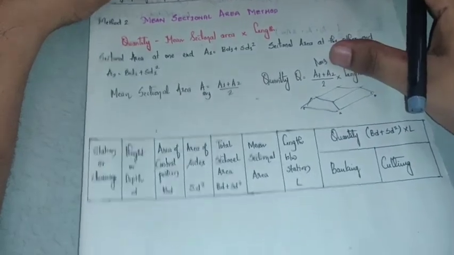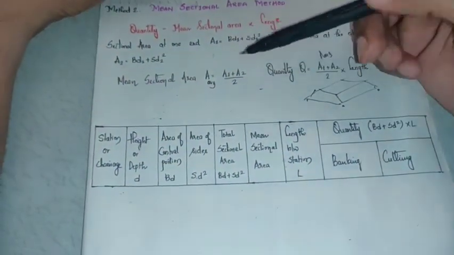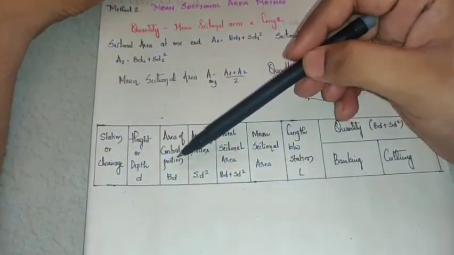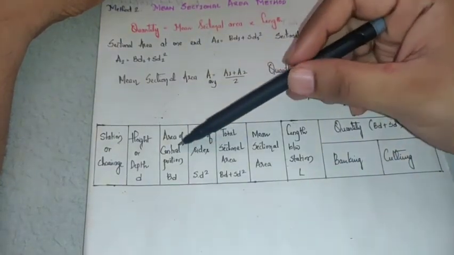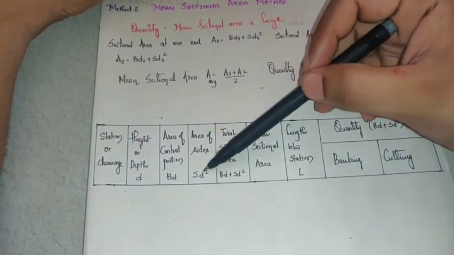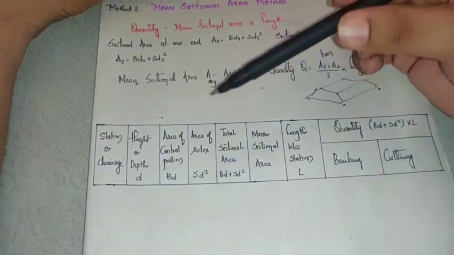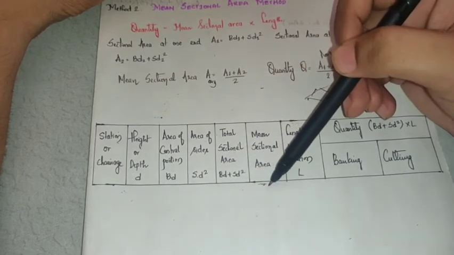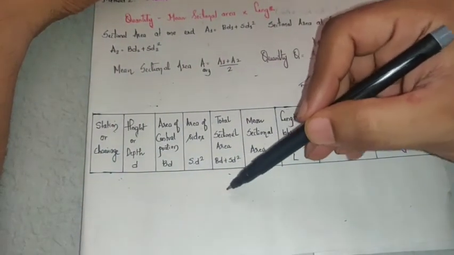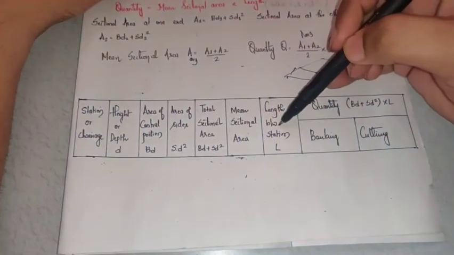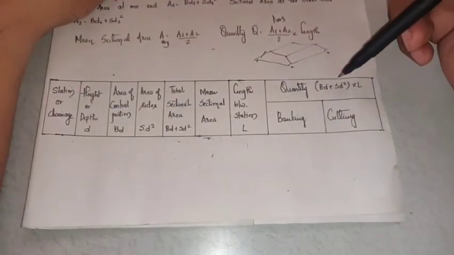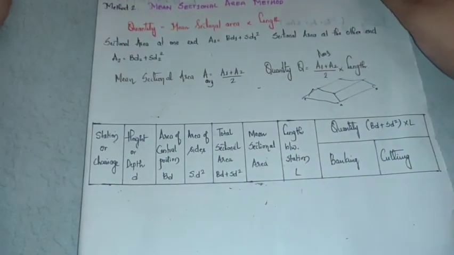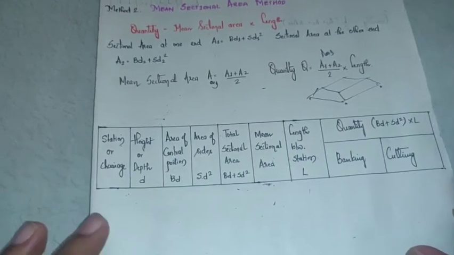The tabular column for this particular method will be station, chain edge, height, depth, area. These three will be no problem. After that, from the area of the central portion, you have to go for the area of sides. Then come to the total area. The first will be remaining 0. Then the mean sectional area will be A1 plus A2 divided by 2. Then write the length. So the total quantity will be BD plus SD square into L. Write that in banking and write that in cutting. So this was about the second method.